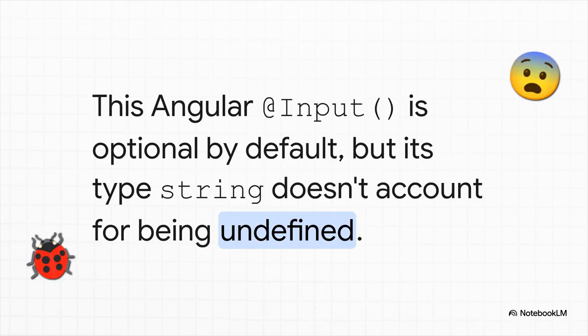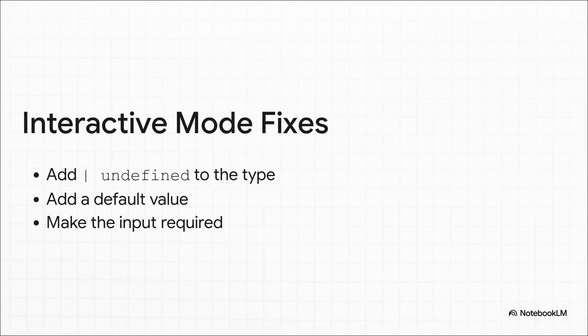Let's look at a perfect real-world headache. In Angular, an @Input is optional by default, which means it can be undefined. But look at the type here. It's just string. That's a subtle but super common bug. And trying to fix this by hand in a big codebase? Nightmare. So, you run ast-grep in its interactive mode, and check this out. It doesn't just give you one dumb fix. It actually understands the context of an Angular @Input and offers multiple intelligent solutions. This is so much more than search and replace. This is genuinely code-aware assistance.